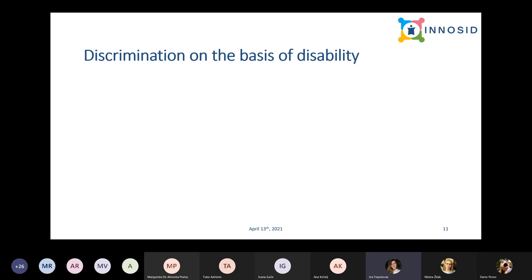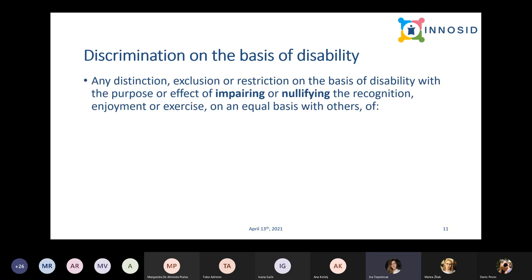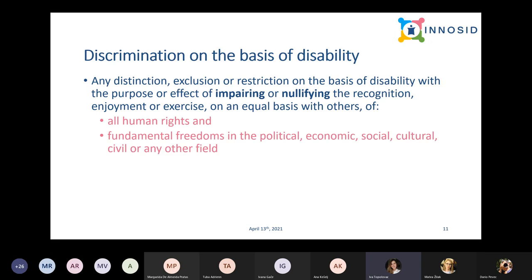Moving on to the definition of discrimination on the basis of disability in this case. Discrimination is any distinction, exclusion, or restriction on the basis of disability with the purpose or effect of impairing or nullifying the recognition, enjoyment, or exercise of all human rights and fundamental freedoms. It includes all forms of discrimination.